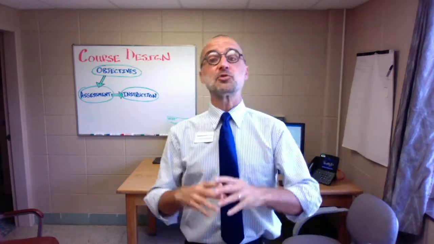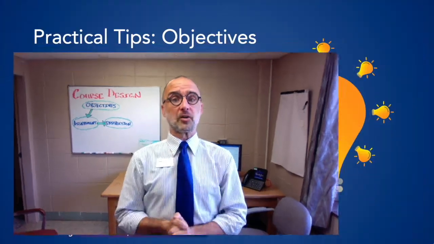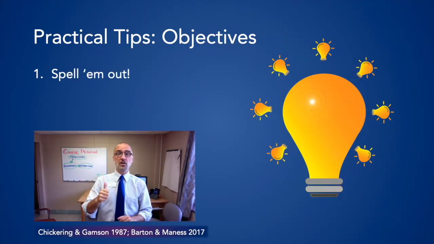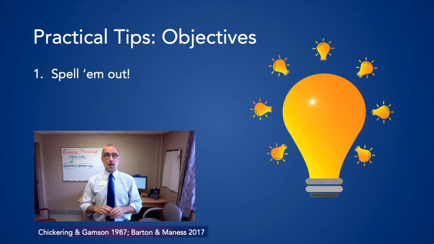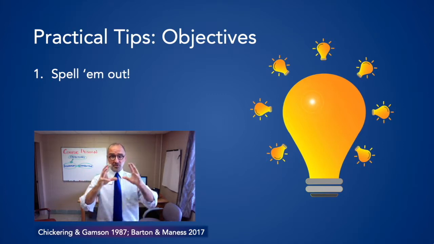Now, objectives are going to vary from discipline to discipline and from class to class. Even within your discipline, you're going to have different objectives in different courses. So I can't give you a template that says this is what your objectives should look like. But I can give you some general tips to make whatever objectives you come up with work better for your students. First of all, spell out your objectives. Spell them out to yourself in your design process.